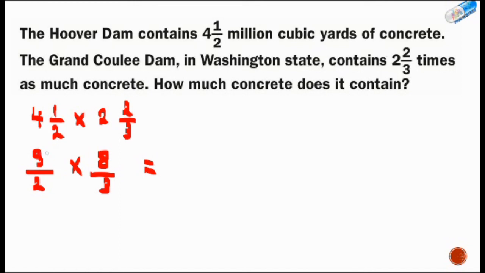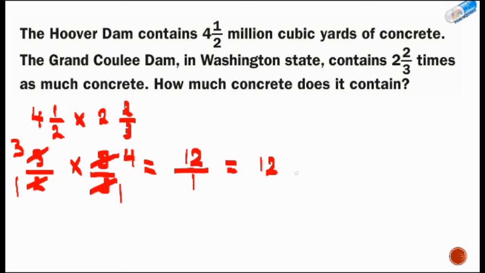Again, can we simplify numerators with denominators? Yes, I can simplify the 9 with 3. I divide both of them by 3. 9 divided by 3 is 3, and 3 divided by 3 is 1. 8 and 2 also can be simplified by dividing both of them by 2. 2 divided by 2 is 1. 8 divided by 2 is 4. Now the numerators are 3 times 4 is 12, and the denominator is 1, which is 12. So this means it is 12 million cubic yards.